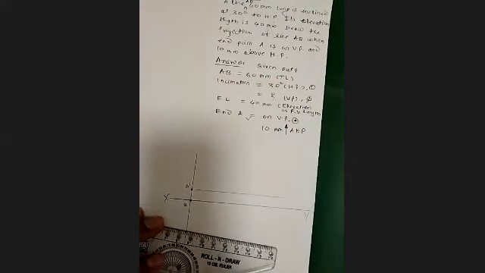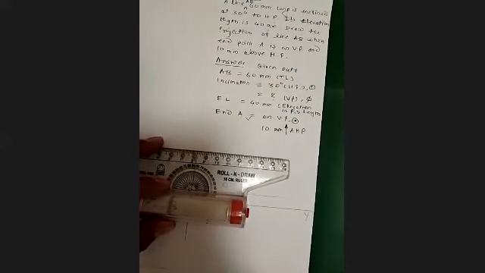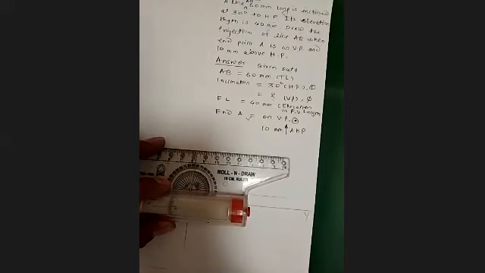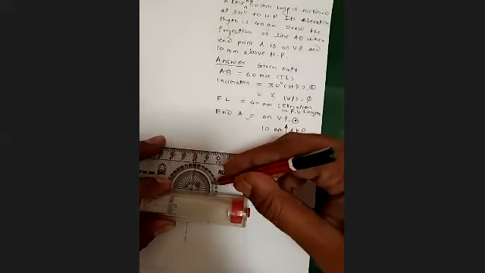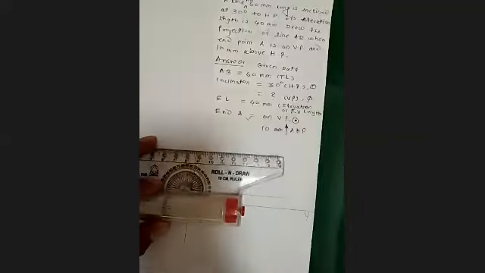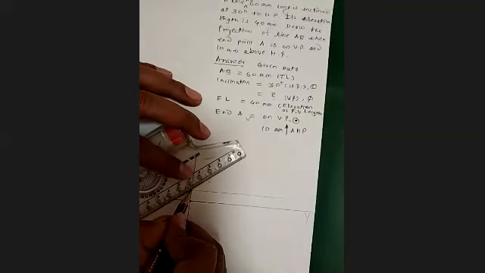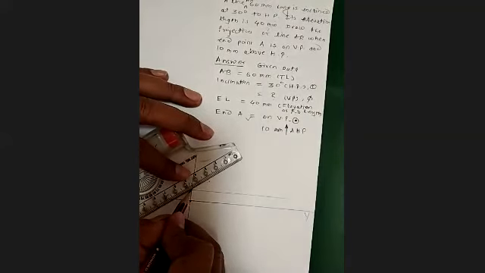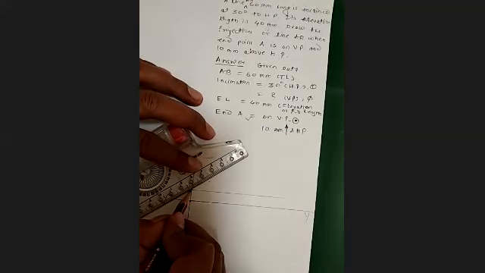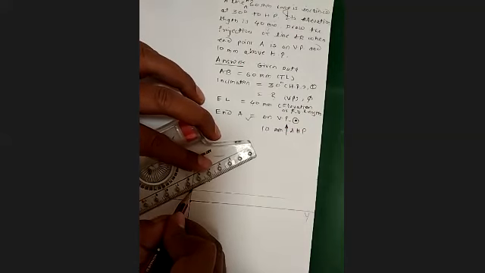So what can we do here? We can draw a line at 30 degree through this. First of all, with the protractor, mark 30 degree. Get the line. The length of the line is known to you, so that length is 60. Without wasting time, I will take directly 60 only.